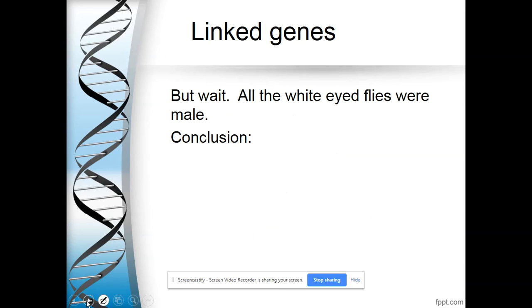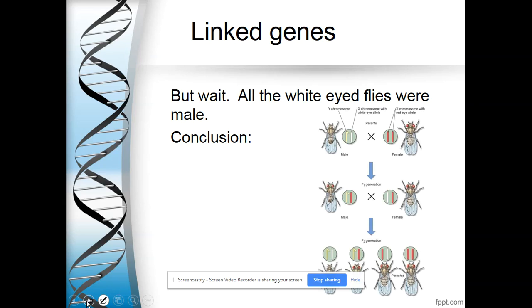And so Morgan went back and started to think about what could have caused that, what could have linked that white-eyed trait to the sex of the fly. And he decided that the gene for eye color must be on the sex chromosomes. And so we have this idea of things being sex-linked, genes that are simply on those sex chromosomes, on the X's and Y's.